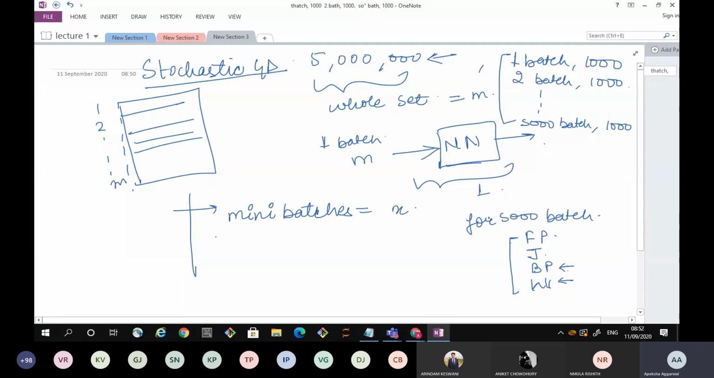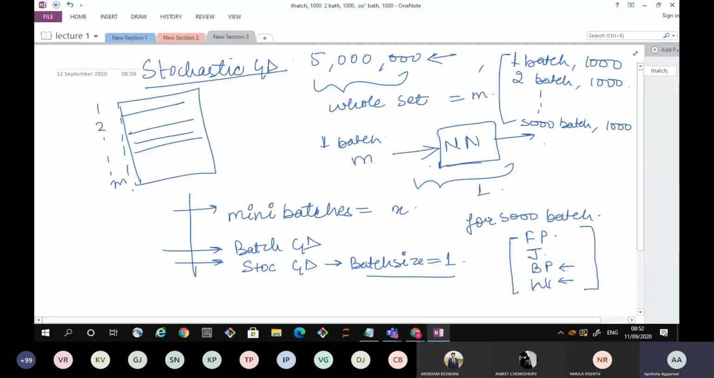Okay, so there are two types of gradient descent. First is batch gradient descent, and second is stochastic gradient descent. When my batch size is 1, that means I'm giving only one training example as an input and repeating all these four steps. So how many iterations would it work for? It would work for 50 lakh iterations, right? Why? Because the batch size is 1. This is called stochastic gradient descent.